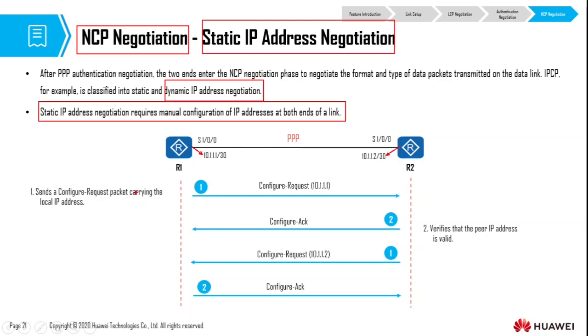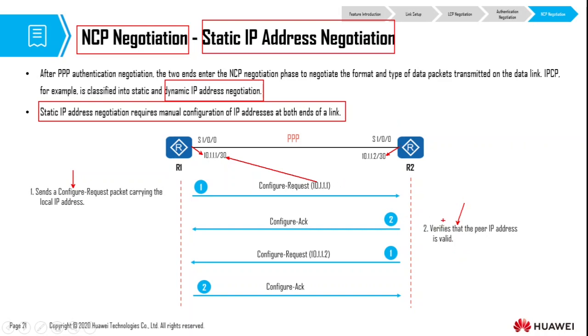So how does the NCP negotiation happen? It will send a configure request packet carrying the local IP address. So R1 is sending a configure request, and in it has carried this IP address 10.1.1.1. Then R2 will verify that the peer IP address is valid. By valid, it means it does not conflict with any other IP address, and it's a unicast IP address. So it's not multicast, it's not broadcast. Those are the kind of verifications that are done by R2.